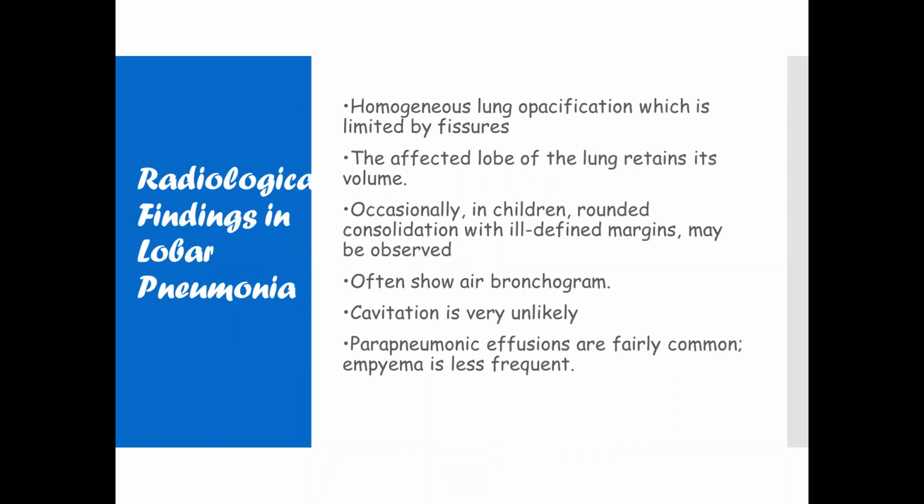So what are the common radiological findings in lobar pneumonia? You are going to see homogeneous lung opacification, which is limited by fissures. The affected lobe of the lung retains its volume. And one thing you need to take note of is in children, occasionally you may see rounded consolidation with ill-defined margins. So you're going to see round cavities. Sometimes a person might start suspecting that this may be a cancer, but no. Once you give them antibiotics, there's spontaneous resolution.